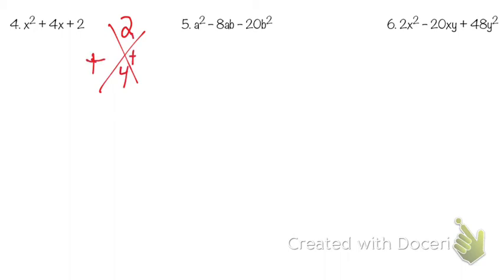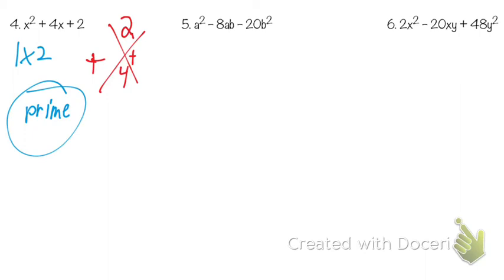Now, the factors of 2 are what? 2 and 1, 1 and 2. So either way you slice it, it's going to be a 1 and a 2. Will 1 plus 2 get us 4 ever? No. So what's our answer? It's just prime. There's literally nothing you could do with it.